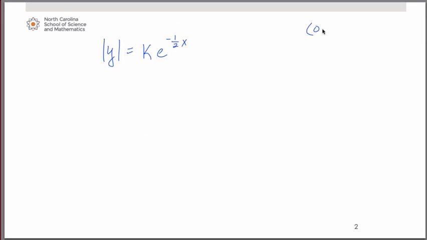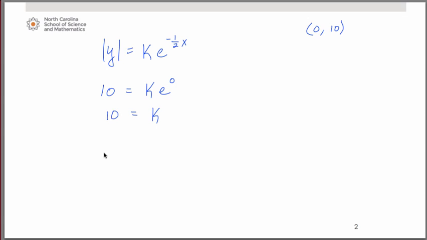Now remember, we were told the point (0, 10) lies on the original curve, so I can substitute that in place of my y's and x's so as to be able to solve for my k value. I then would have that 10 is equal to k times e. In the exponent I then have 0. e to the 0 of course is 1, so I find that k is equal to 10.